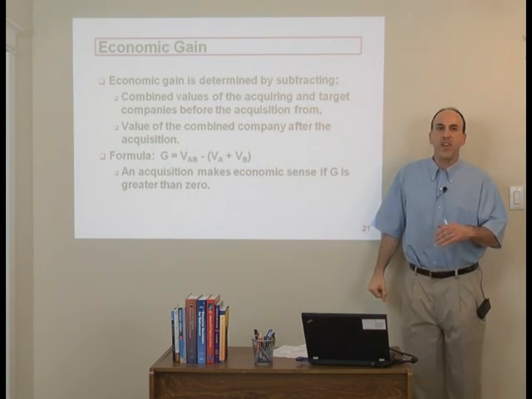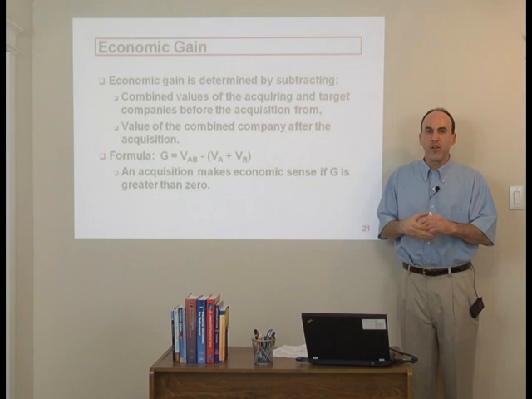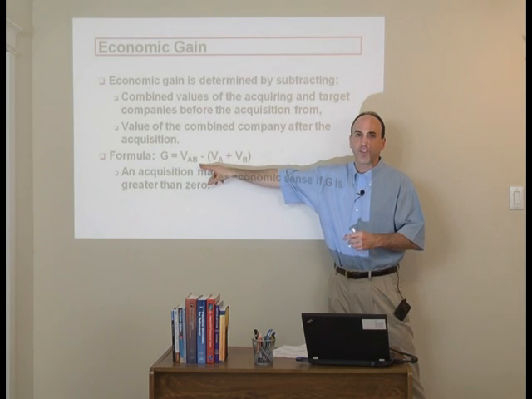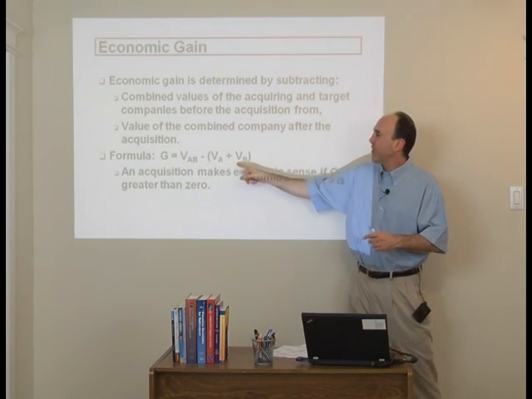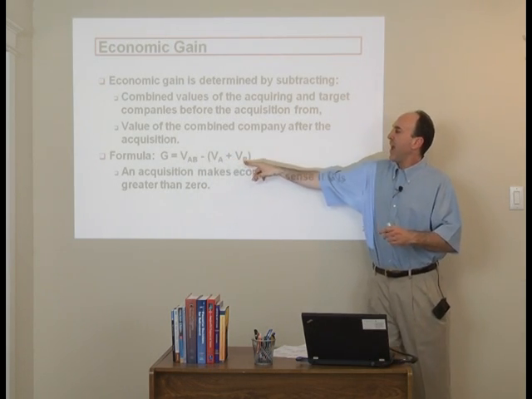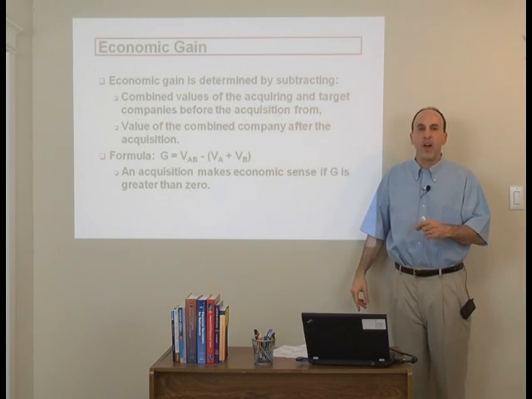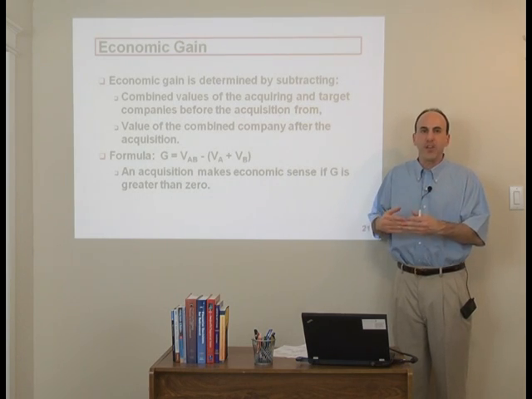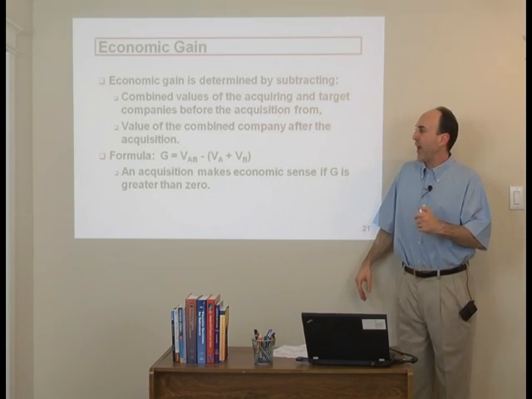But let's say that the company together, the combined company, is worth 225 million. Well, we take 225 million, which is the combined value of the company, and we subtract out the value of A and B added together, which was 150 million, and that would give us an economic gain on the combination of $75 million, okay?